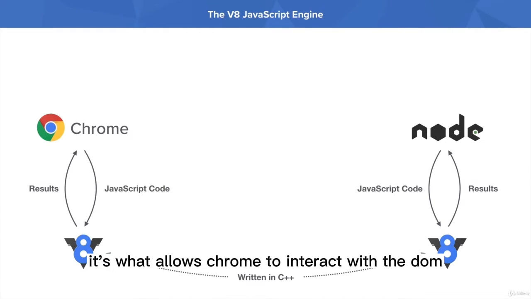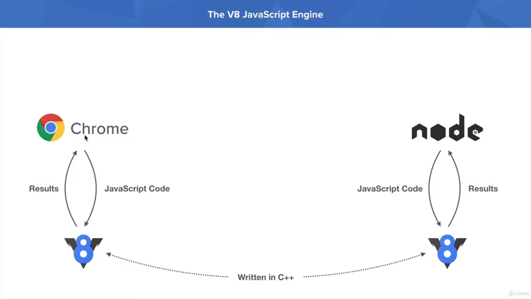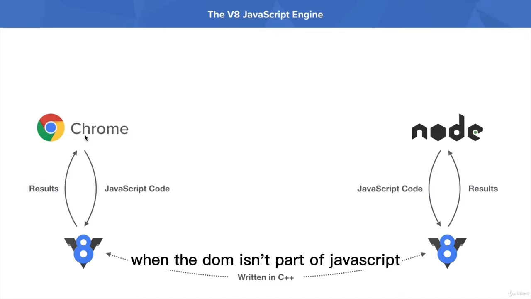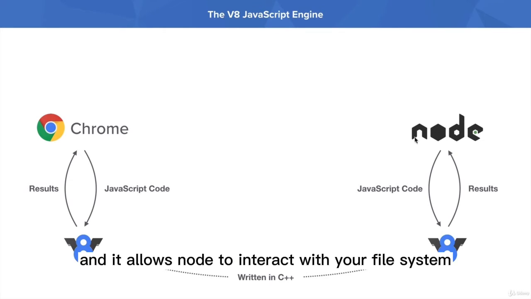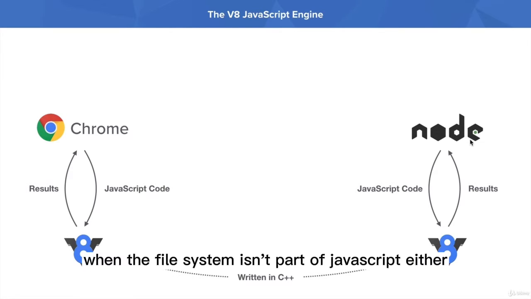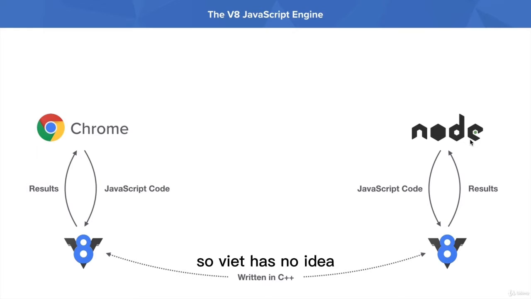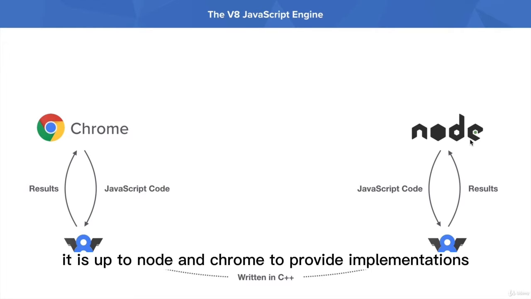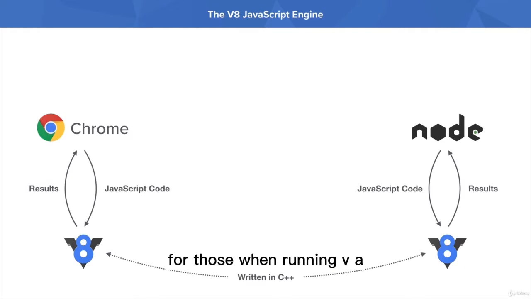It's what allows Chrome to interact with the DOM when the DOM isn't part of JavaScript, and it allows Node to interact with your file system when the file system isn't part of JavaScript either. So V8 has no idea how to interact with the file system with JavaScript or what the DOM is. It is up to Node and Chrome to provide implementations for those when running V8.